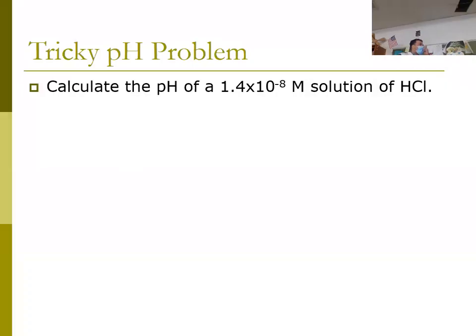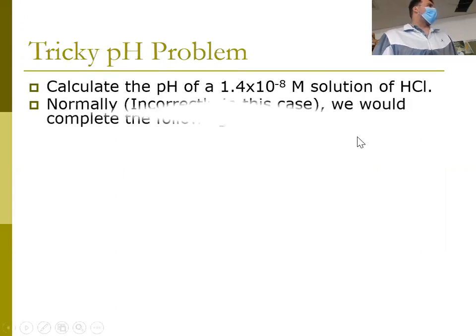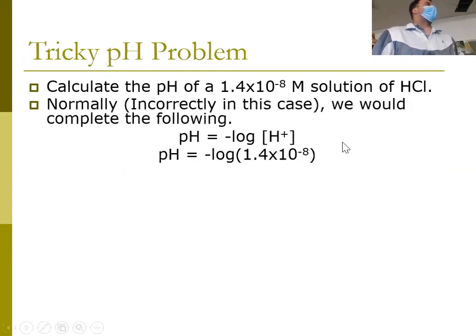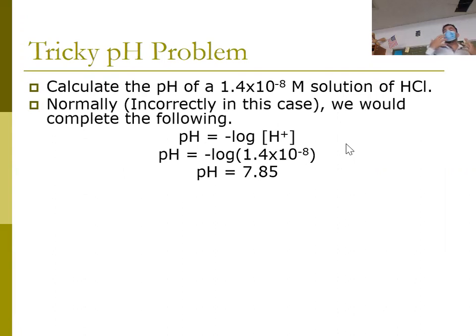So when you did this, you did negative log of 1.4 times 10 to the negative 8th because it's a 1-to-1 mole ratio, and you get 7.85. But you know that hydrochloric acid is an acid, regardless, and you know acid should have a pH of less than 7, correct? Okay, so that's why this answer is wrong. You have to use a little bit of common sense when you do this. You can't just blindly work the problem out and say, boom, that's the answer. You had to think about it.